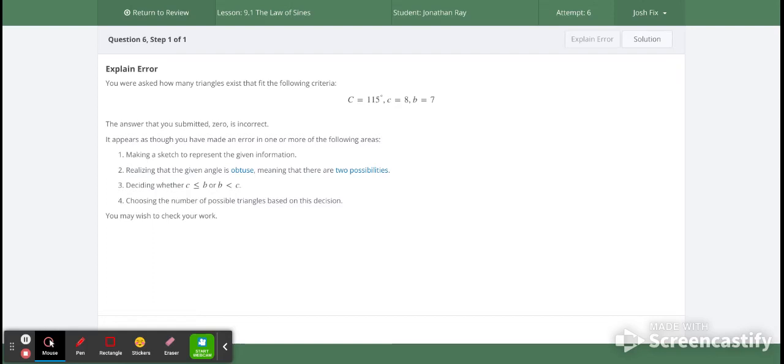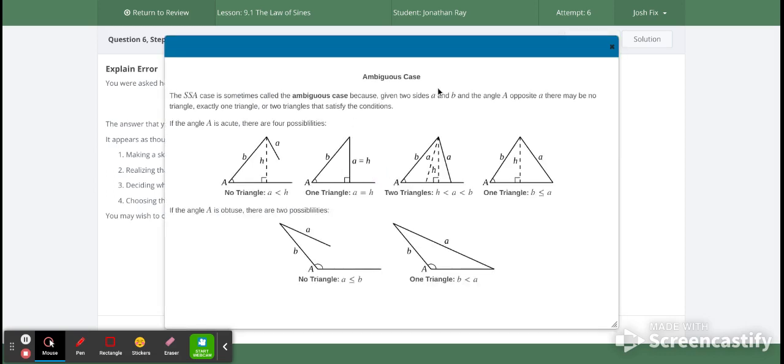Right. So a question that popped up was, what happens when we're trying to figure out the number of triangles that could exist for a possible scenario? And for me, when I record these kinds of help videos, what helps is if we can look at the scenarios and the rules. Looking at this explain error helps me get to that spot, because I can pull up these two possibilities.